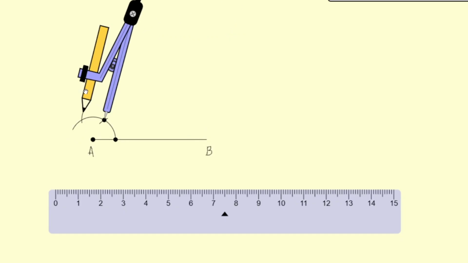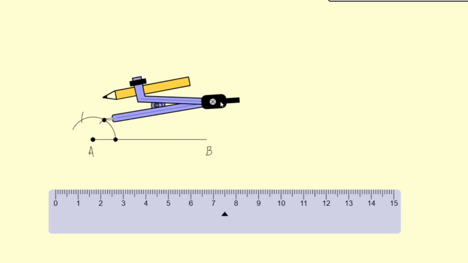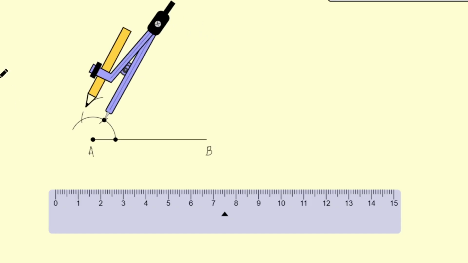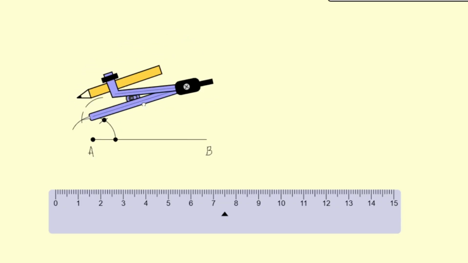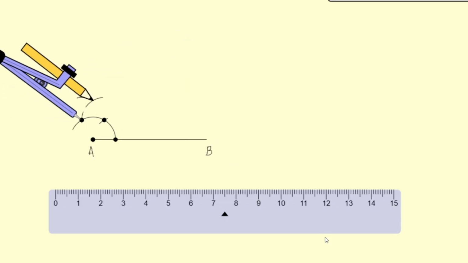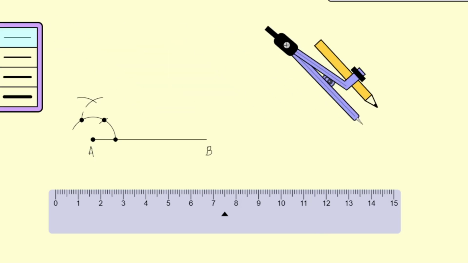You'd use this point right here, and we would just scribe, and then this point right here and scribe. So this is just two different ways you can use to get your 90-degree at the end of a line.